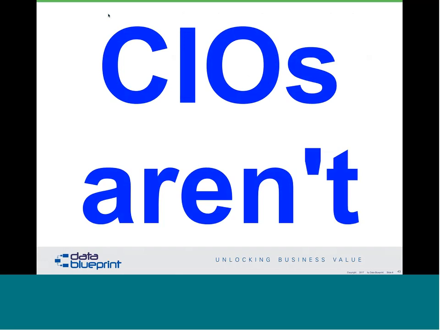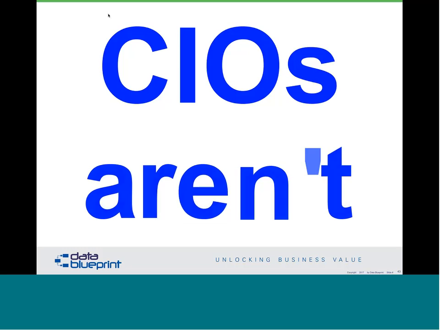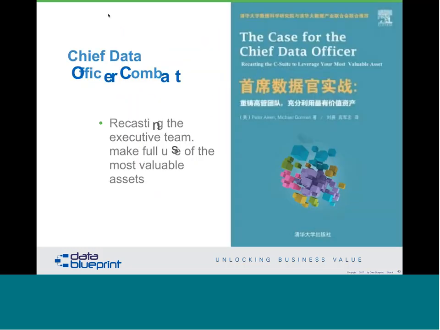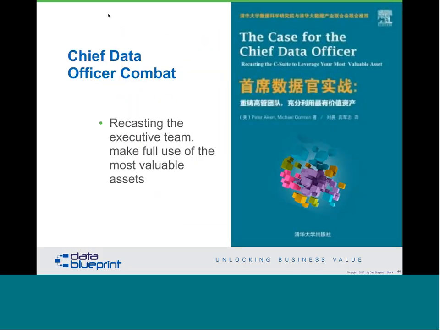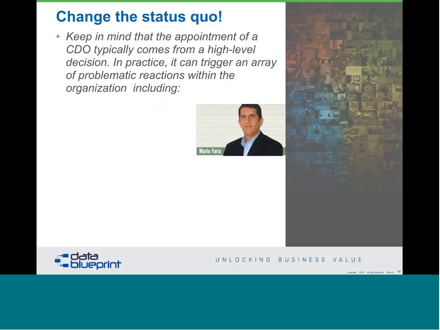and so they are able to make very poor decisions very easily. The first book that I wrote on this topic was called The Case for the Chief Data Officer, but I wanted to call it CIOs Aren't. That was a really good way of getting popular with CIOs. Probably wasn't a good idea. Luckily, somebody talked me out of it. This is funny: when the book got translated into Chinese, they actually titled it Chief Data Officer Combat. So that was a very, very fun process.